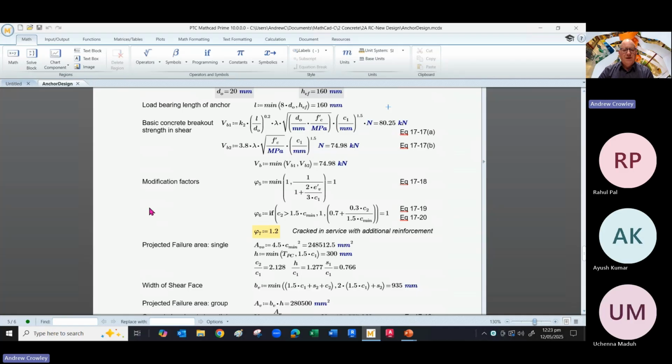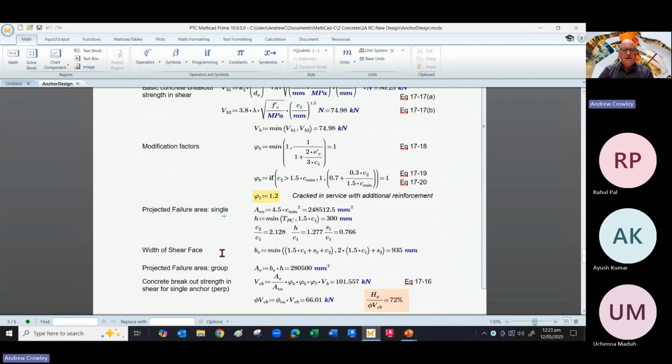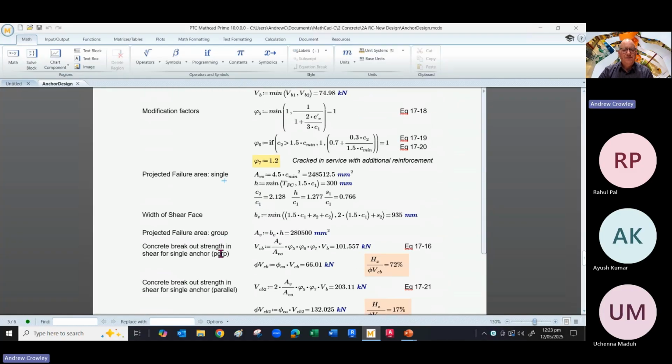And then we have modification factors 5.5, 5.6, and 5.7. And again, we're assuming it's cracked in service, but we've got additional reinforcement. If you've got no extra reinforcement, then it goes to 1.4. This allows us to derive our projected failure area and the width of the shear face. BV works out as 935 millimeters.